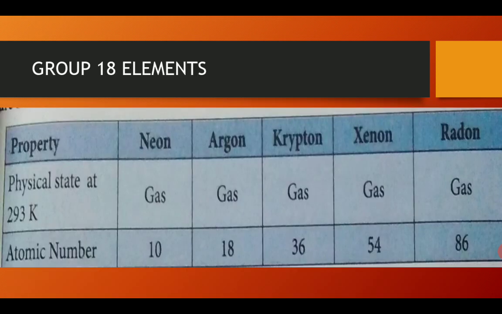Next subheading is group 18, inert gases. The elements are known as inert gases. So what are they? They are neon, argon, krypton, xenon and radon. They all exist as gas. Their atomic numbers are neon 10, argon 18, krypton 36, xenon 54 and radon 86. We should remember all those things because it is very important.